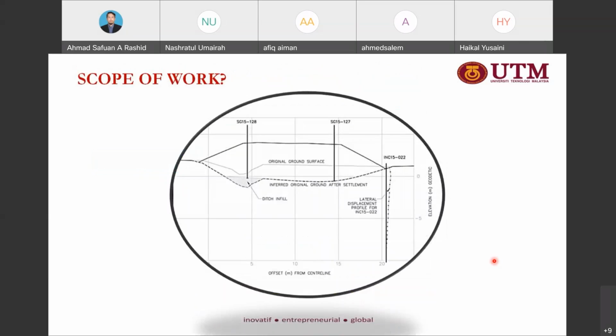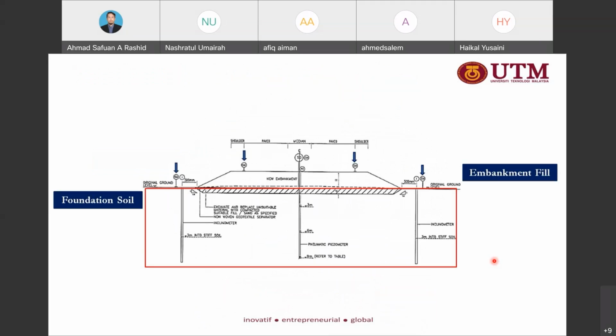So scope of work. This is an example on how to propose for any instrumentation work. Then we have the foundations, and also the embankment. So this is the instrument used to look at the foundation, and above the green box, all the instrumentation is used to monitor the performance of the embankment fill.